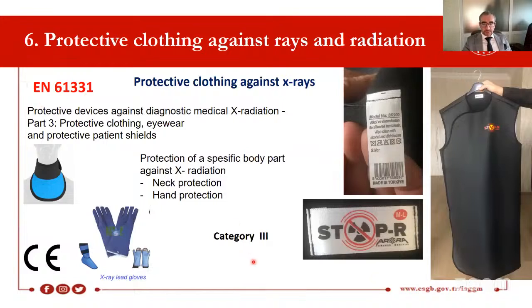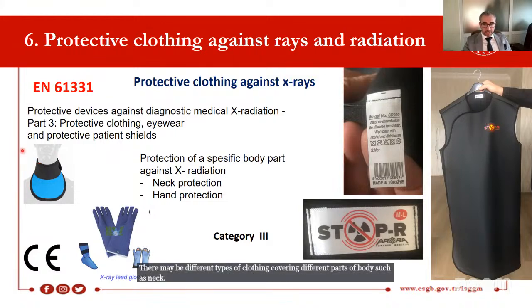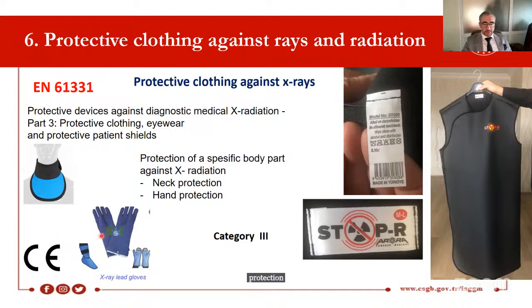The exact name is, as you see from the slide, protective devices against diagnostic medical X-radiation. Part 3 is concerned with protective clothing, eyewear, and protective patient shields. There may be different types of clothing covering different parts of body, such as neck protection and hand protection. On the right, you see an example of a protective clothing against X-rays I encountered during market surveillance in Istanbul.